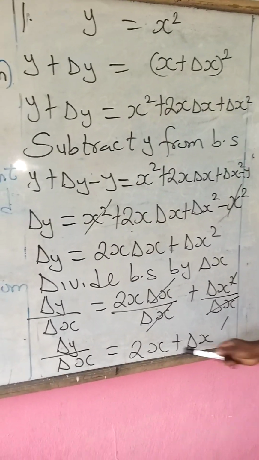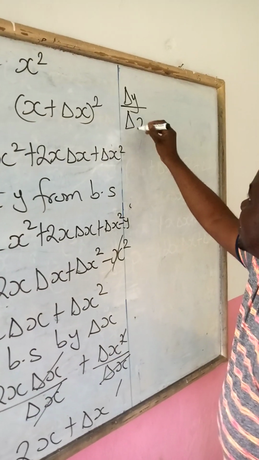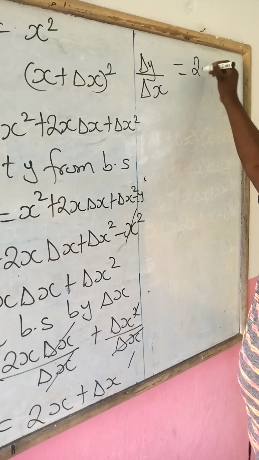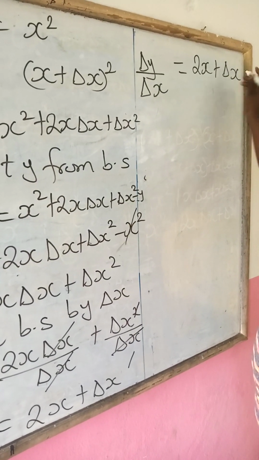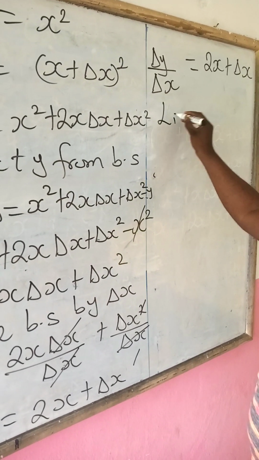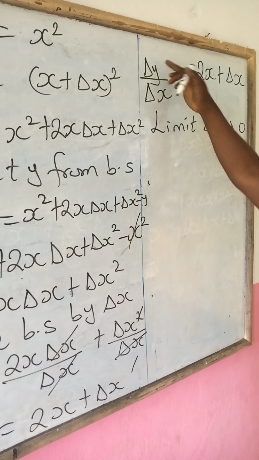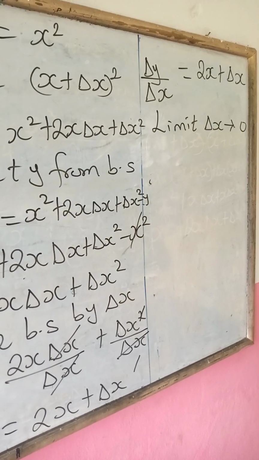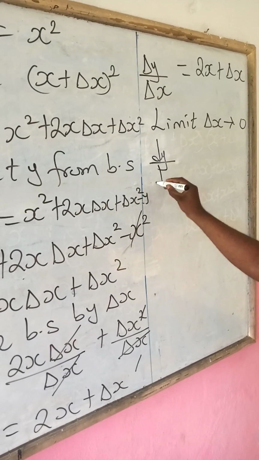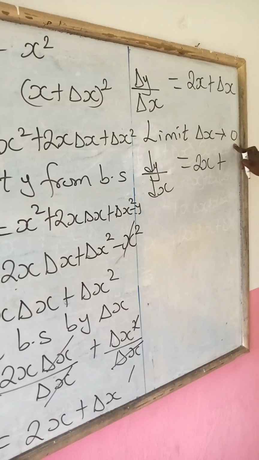From where we stopped, our δy divided by δx equals 2x plus δx. Please take note of this. For you to make this become dy/dx, you must take the limit as δx tends to 0. So you limit δx to 0 so that it becomes dy/dx, because we are interested in knowing dy/dx. So my dy/dx equals 2x plus, which means anywhere you see δx, you write what? 0.